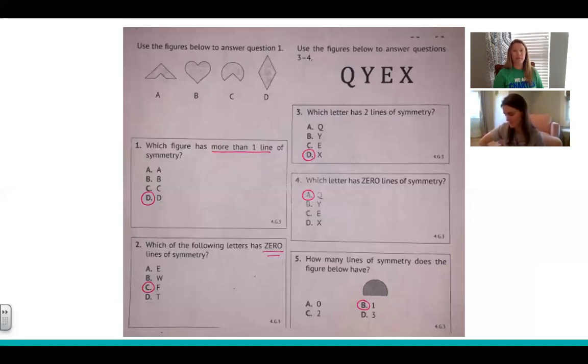And Mrs. Moore just helped me with number 4, which is again 0 lines of symmetry. I've got the same 4 letters there, and Q has 0 lines of symmetry because of the cute little foot thing. I like that. The foot. I just made it up. So it's a foot, apparently.